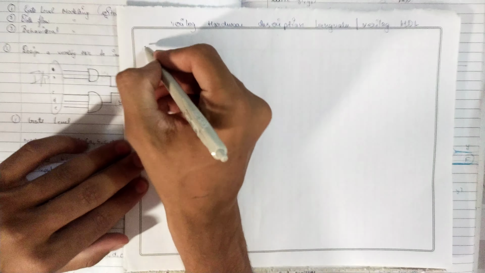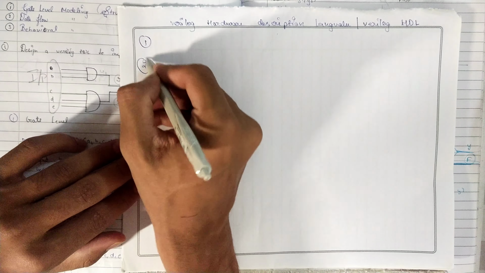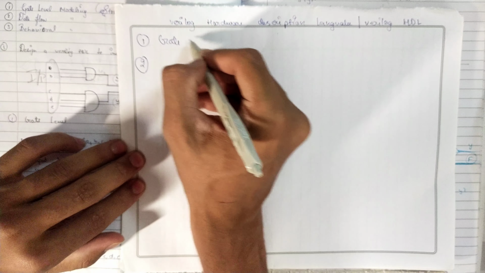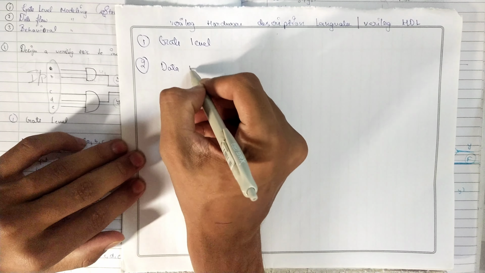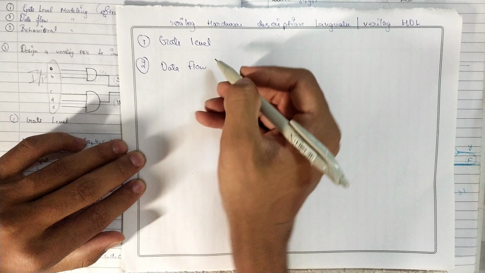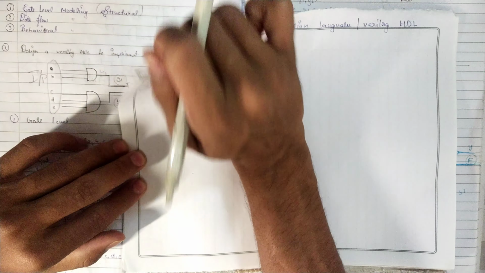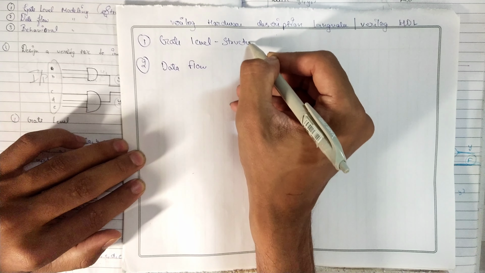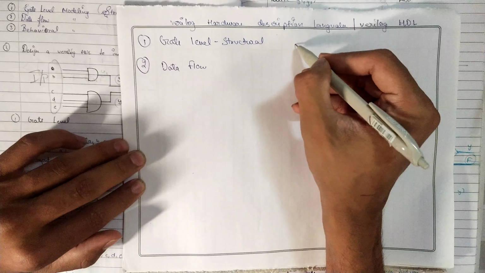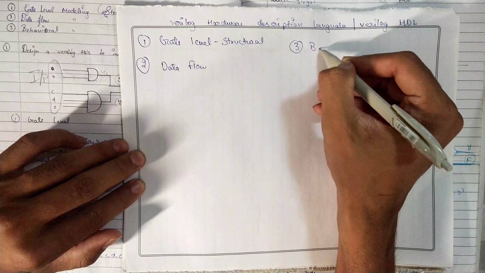So basically, we have three models in this to study. So one is gate level and data flow. Gate level also known as structural. Okay, gate level or structural modeling, data flow, and the third one is behavioral.